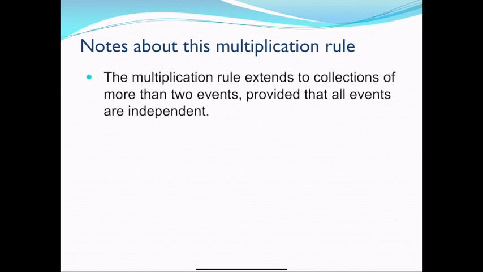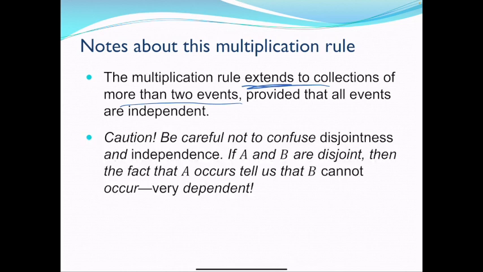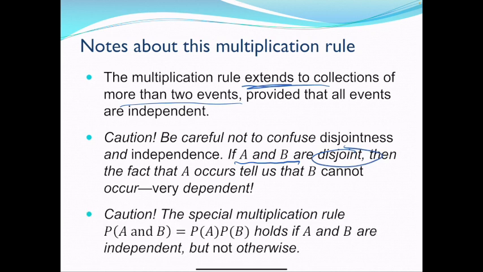So, a few notes about this multiplication rule. It can extend to collections of more than two events, provided all the events are independent. Be careful not to confuse disjointness and independence. If A and B are disjoint, then the fact that A occurs tells us that B cannot occur. So that's very dependent, right? If I flip a heads, I know I can't flip a tails, right? Those would be disjoint, but they're not independent. And the special multiplication rule holds if A and B are independent, but not otherwise, right?